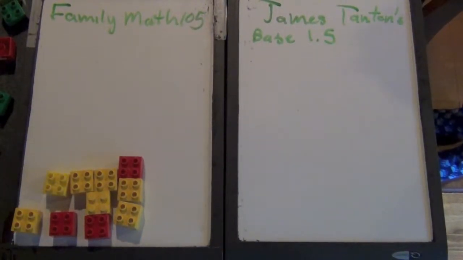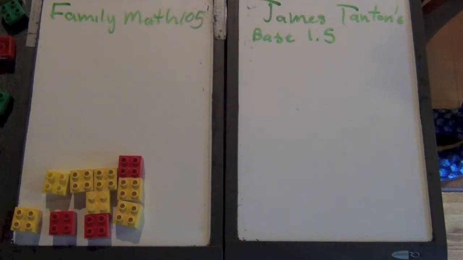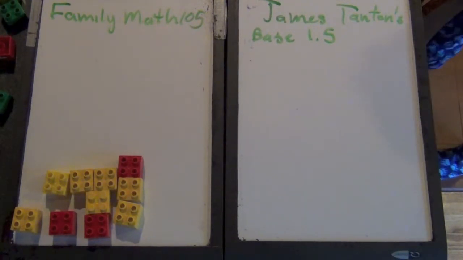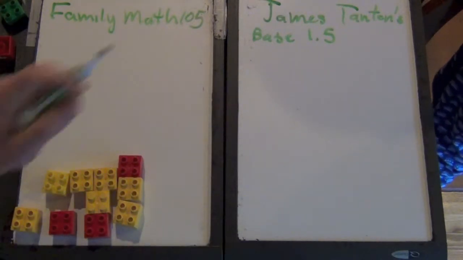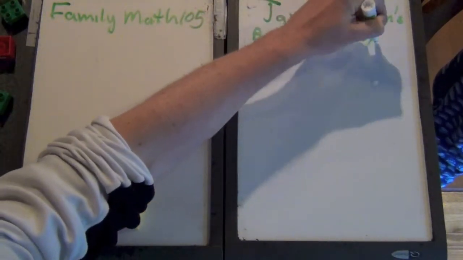FamilyMath number 105. We found a really cool thing on the internet when I was in London last week. And so we're going to try to go through it quick. It's from, remember James Tanton? He has a lot of really neat stuff, right? Yeah. He's talked about base 1.5, or what fraction is 1.5? 3 halves.